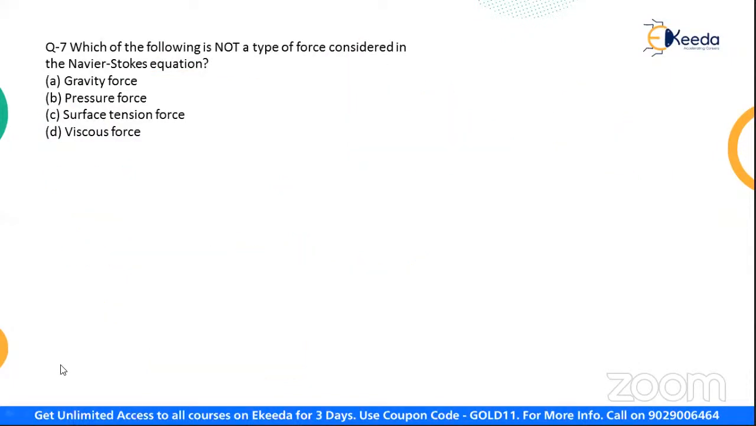Moving on to the next question, that is question number 7. Now it says, which of the following is not a type of force considered in the Navier-Stokes equation. So whenever we are considering the forces in the fluid flow, then that type of study is known as dynamics of the fluid flow. Now the major forces which are considered are the pressure force, the gravitational force, the viscous force, the turbulent force, the compressibility force, and the surface tension force. And the summation of all the forces must be equal to 0.